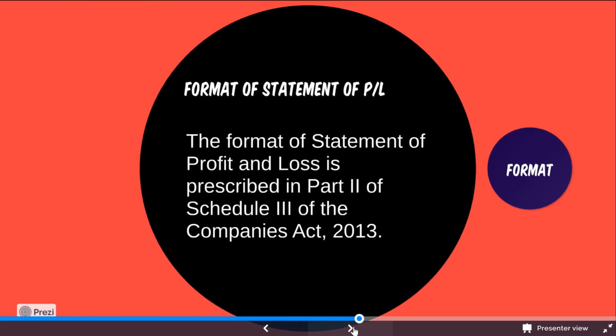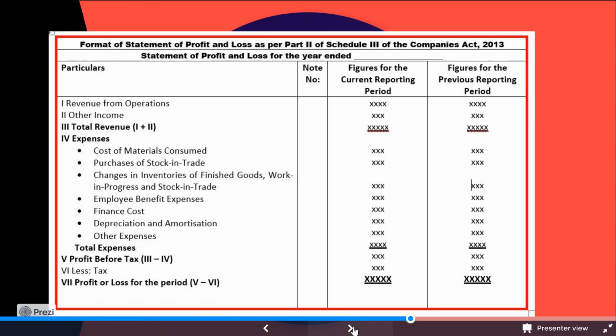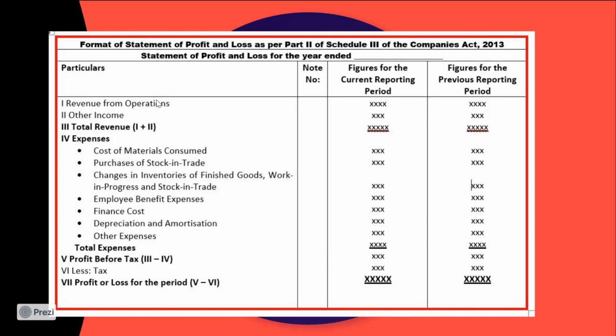The format of statement of profit and loss is prescribed in part 2 of schedule 3 of the Companies Act of 2013. Let's go to the format. As we saw earlier, the first part is revenue from the operations of the company. Second part is other income. The third part is total revenue, which is part 1 plus part 2.